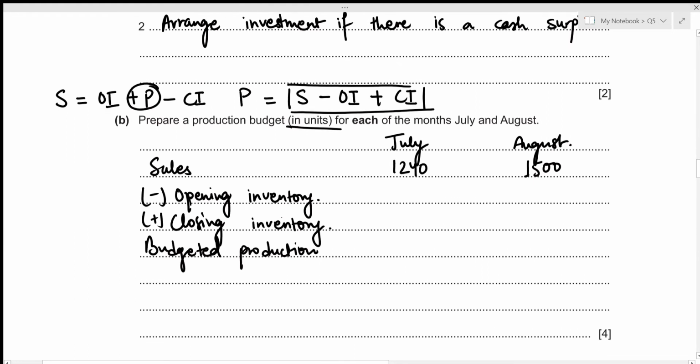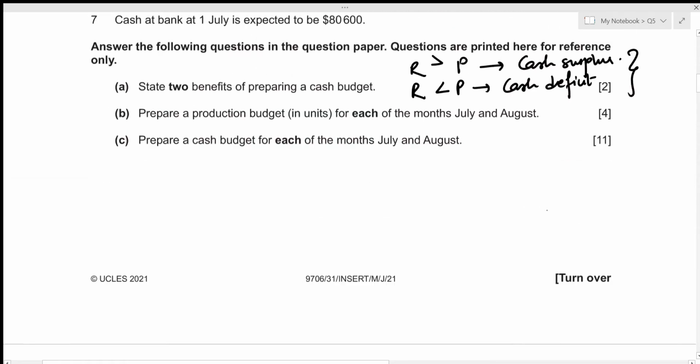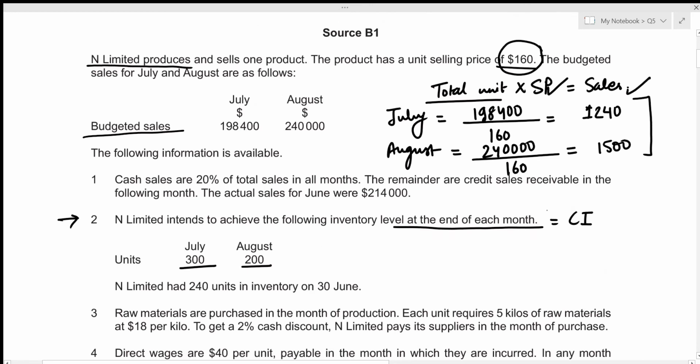So we're talking about closing inventory, and for the month of July it was 300, whereas for the month of August it was 200. Okay, we will have a look at the information again in order to figure out our opening inventory. Then what we know is that Unlimited had 240 units in inventory on 30 June. So this is the closing inventory of June.